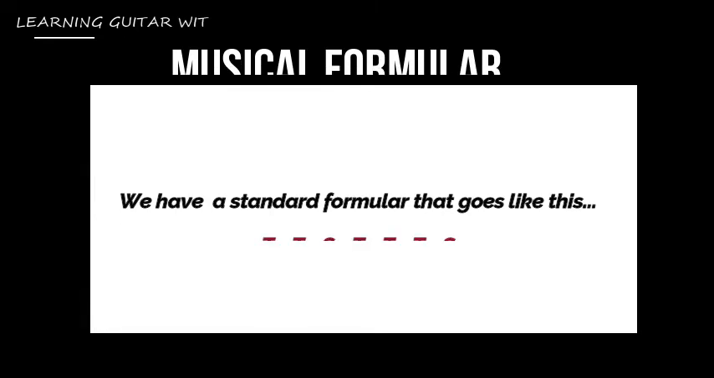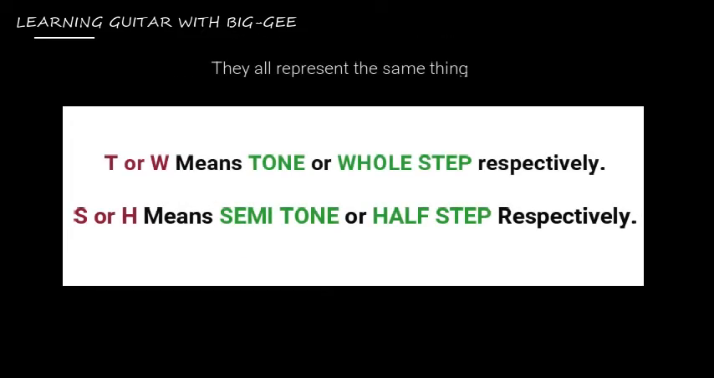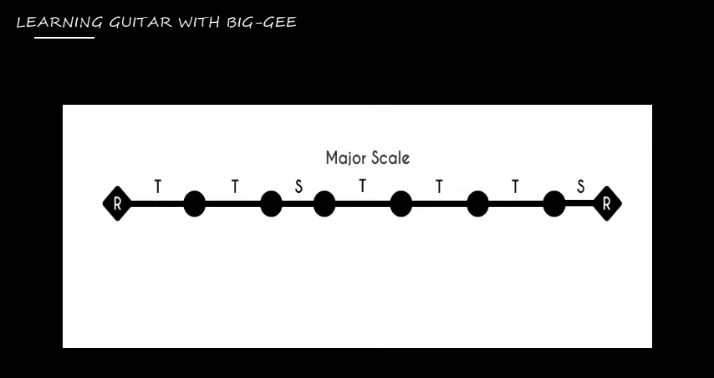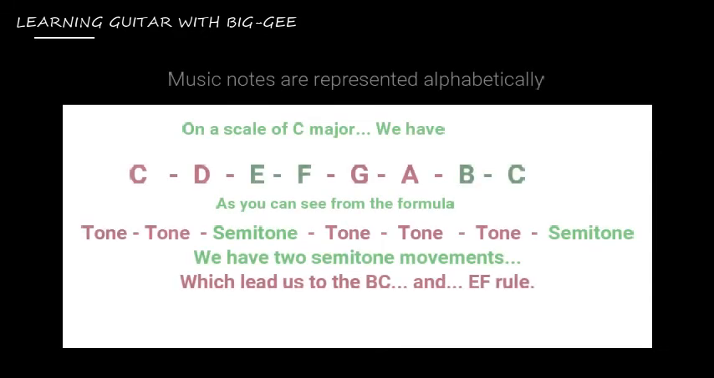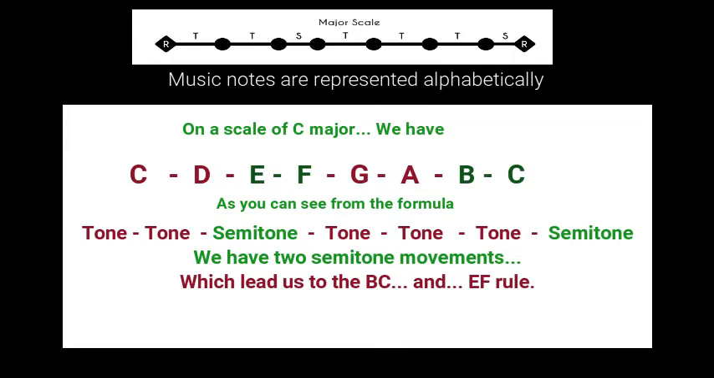Musical formula. We have a standard formula that goes like this: T, T, S, T, T, T, S. Or this: W, W, H, W, W, W, H. They all represent the same thing. T and W represent tone, or whole step, respectively. S and H represent semitone, or half step, respectively. Scales are represented alphabetically, for example the scale of C major: C, D, E, F, G, A, B. As you can see from the formula, we have tone, tone, semitone, tone, tone, tone, semitone. We have 2 semitone movements, which lead us to the B, C, and F rule.